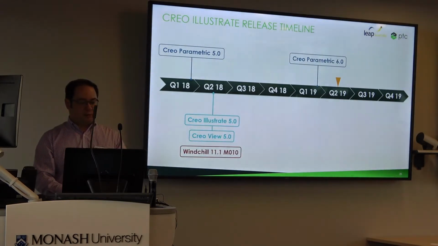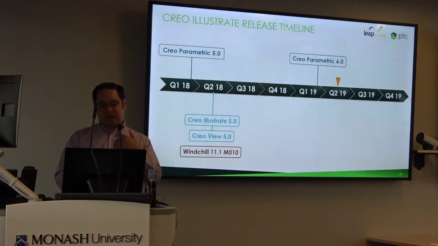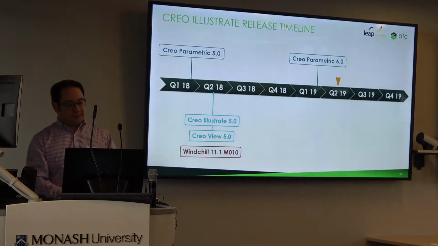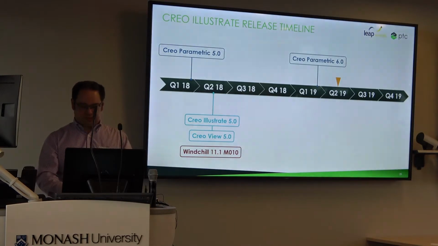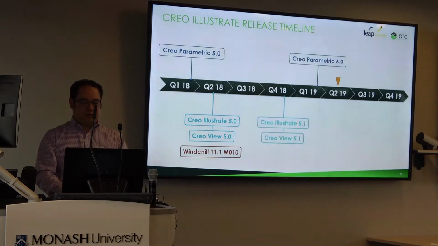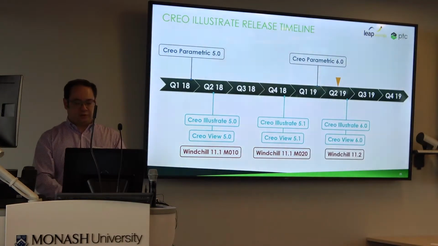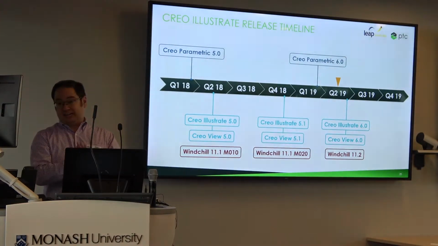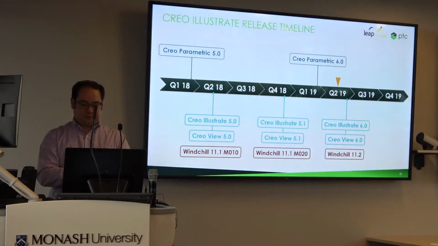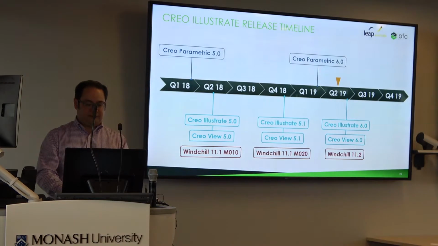Okay. So when we talked about Creo 5 last year, Creo Illustrate 5 and Creo View 5 were just about to come out. They basically get released about June timeframe. Okay, that was with Windchill 11.1 and 10. Since then, we've had Illustrate 5.1, and we're looking at seeing Creo Illustrate 6 released with Windchill 11.2 next week, I've been told. So we'll see if they make that release date. So right now, the current release is Creo View 5.1.